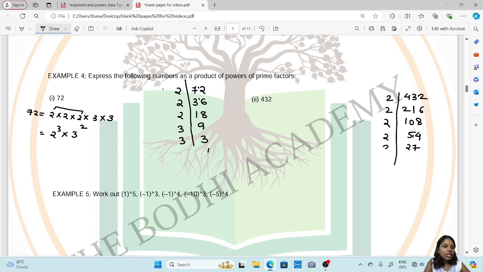Then now we'll use the 3 table. So 3 9s are 27, 3 3s are 9 and 3 1s are 3. So in this case 432 equals 2 into 2 into 2 into 2 into 3 into 3 into 3. So here it will be what? 2 raised to 4 into 3 raised to cube. So this is the product of powers of their prime factors.